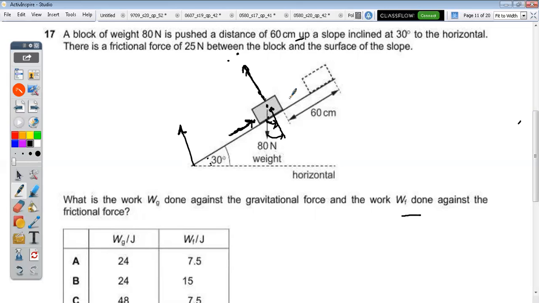And WF is what? It is the work done against the frictional force. We're talking of the work done, which is force times distance. Sorry about that. Okay, so let's start with the work done against the gravitational force. What would that be?